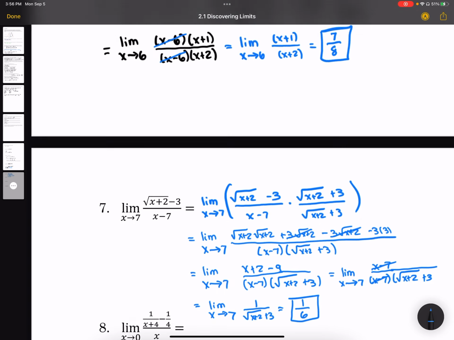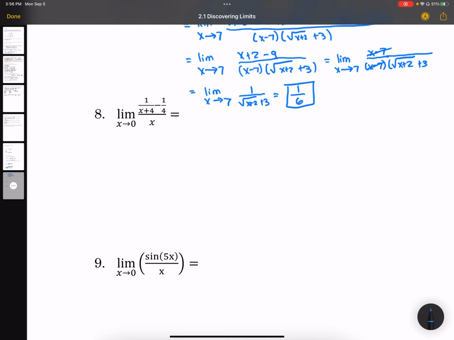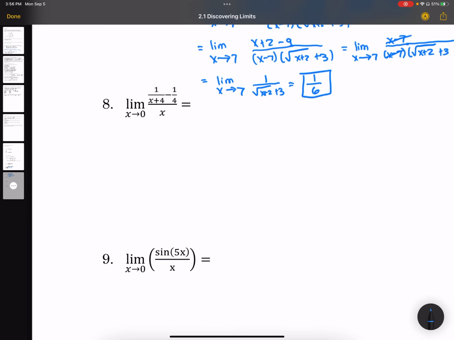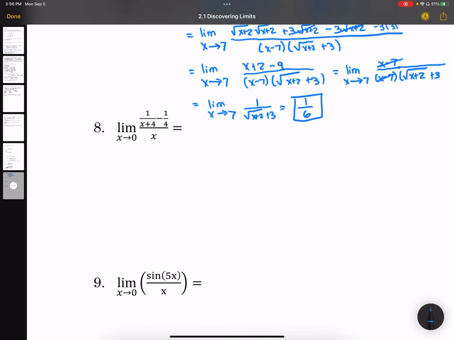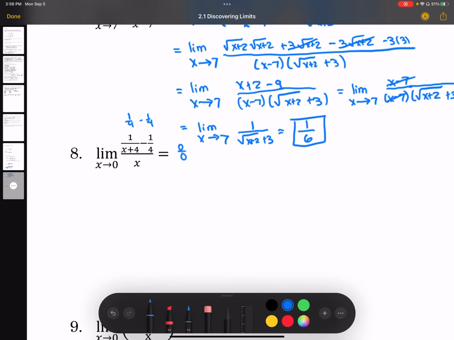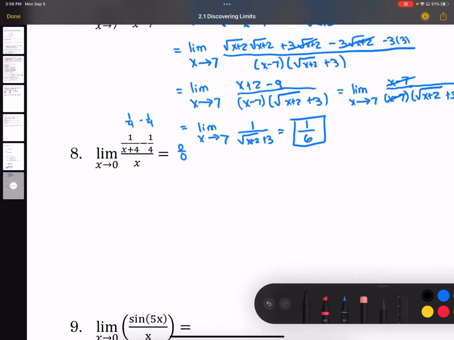For number 8, and this will be the last one, we'll talk about these manipulations of the last two in class when we actually do our Desmos activity. So for the last one, we have the limit as x approaches 0 of 1 divided by x plus 4 minus 1/4, all divided by x. If we substitute in 0, we get 1/4 minus 1/4, which is 0 divided by 0. So we would still get this indeterminate form.